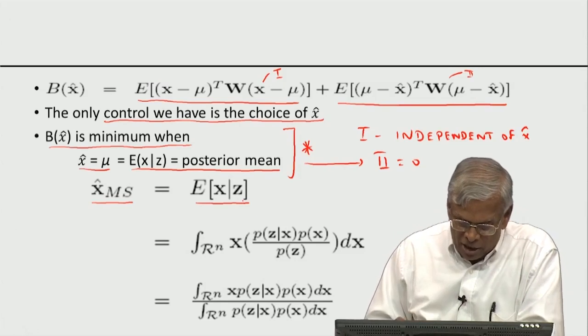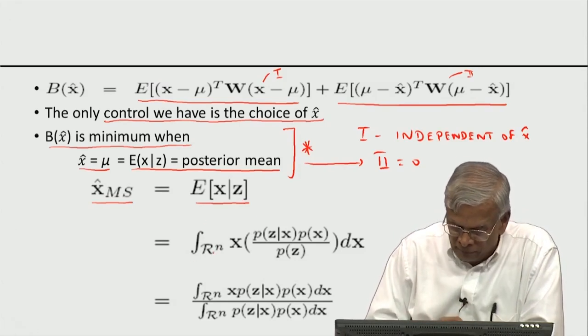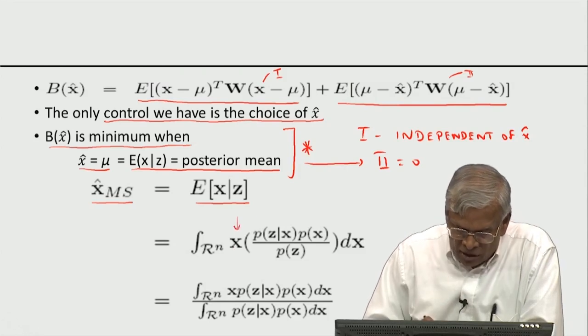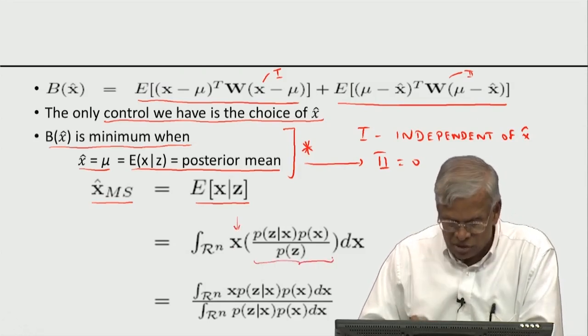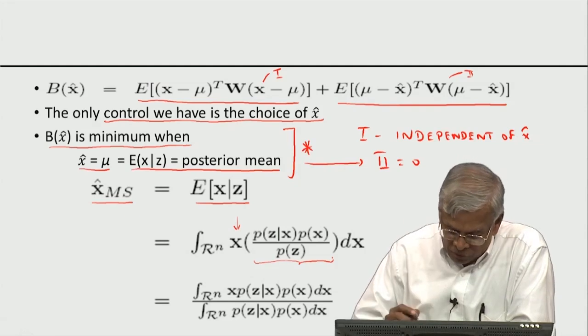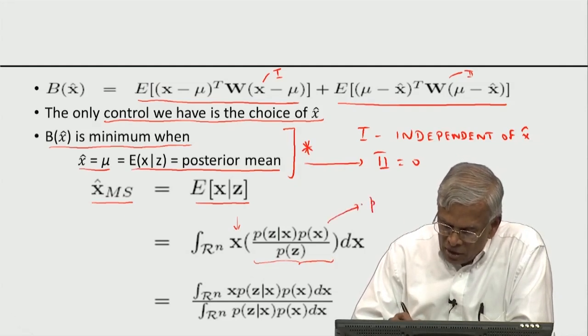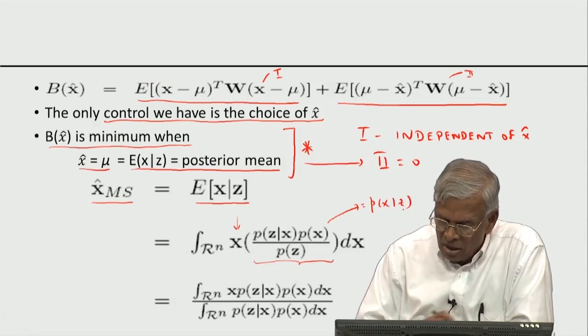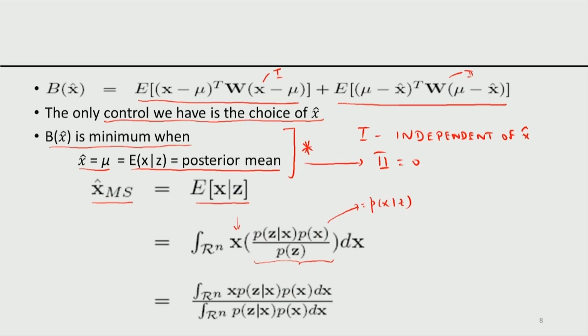And what is the expression for this conditional expectation? It is the integral over Rn of x times the conditional distribution of x with respect to z. The conditional expectation of x with respect to z, we already know from Bayes' theorem, involves p of x given z. And p of x given z, by simple application of the Bayes' rule, is given by p of z given x times p of x divided by p of z. So this is the characterization of the optimal estimate within the context of the Bayesian framework. I have prior, I have conditional distribution, I have the mean.